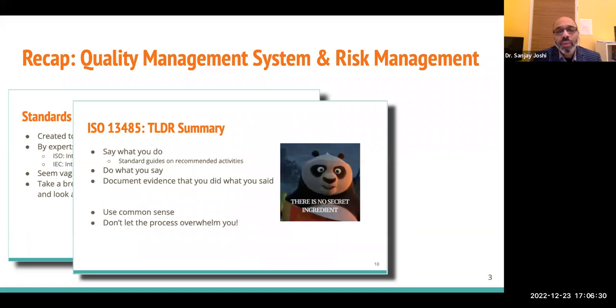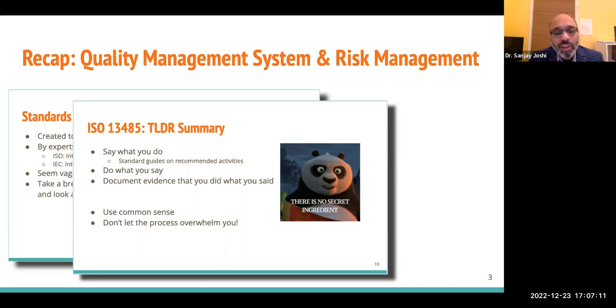The summary from ISO 13485 is three things. You need to say what you do, and the standard tells you what the recommended activities are during product development. The second part is do what you say. And the third part, which is critical in case of an audit, is to document evidence that you did what you said. The first thing, say what you do, usually comes in the form of standard operating procedures, or SOPs. Do what you say is basically your design and development activities, and the documentation of evidence is usually your design history file, device master records, all the documentation that goes with medical devices.